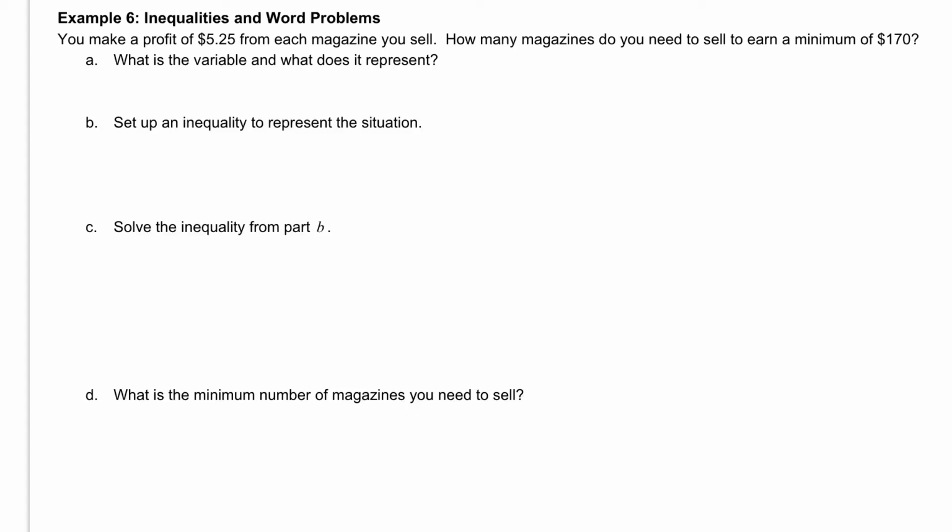In example 6, we're going to do word problems with inequalities. The problem says, you make a profit of $5.25 from each magazine you sell. How many magazines do you need to sell to earn a minimum of $170?